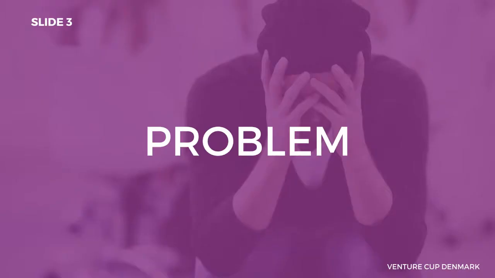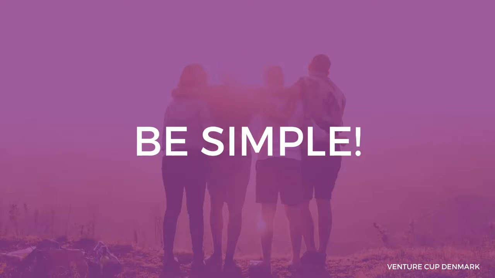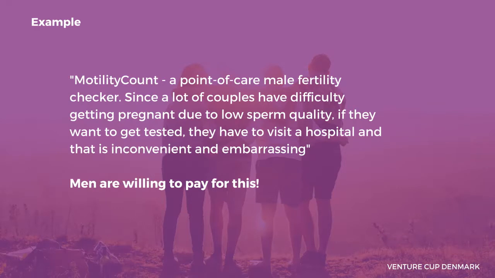Slide number 3, the problem. Be sure to explain the problem in simple terms. If an 8-year-old understands it, then you know you're explaining it simple enough. What is the pain you are dealing with? Example, motility count, a point-of-care male fertility checker. A lot of couples have difficulty getting pregnant due to low sperm quality. If they want to get tested, they have to visit a hospital, and that is inconvenient and quite embarrassing. So we know men are willing to pay for this.